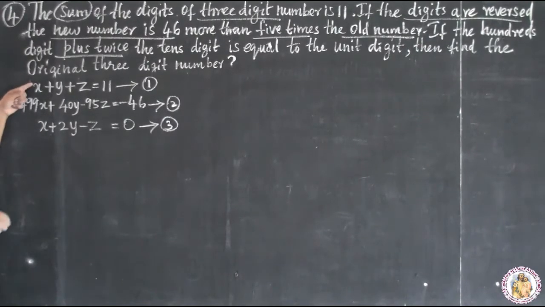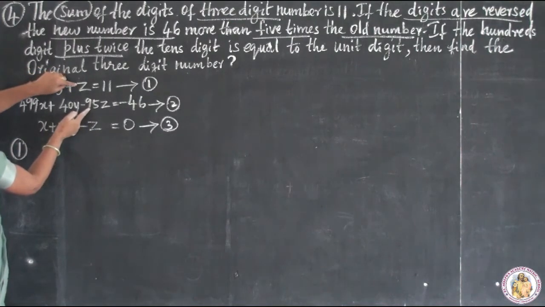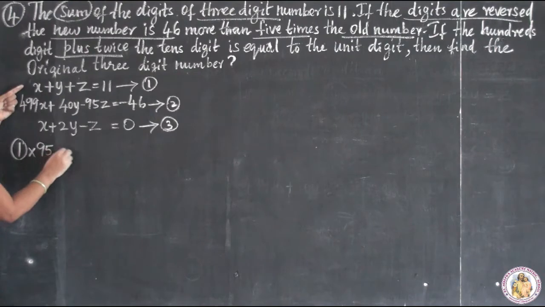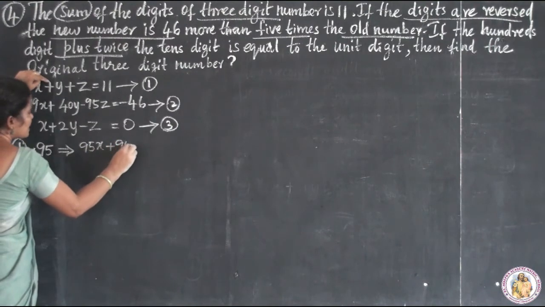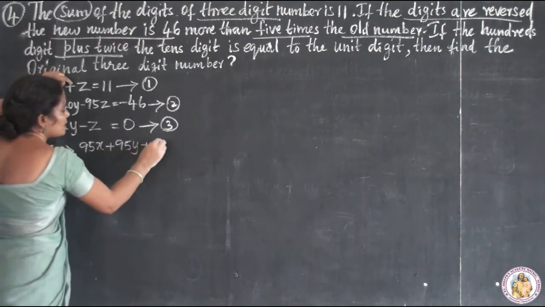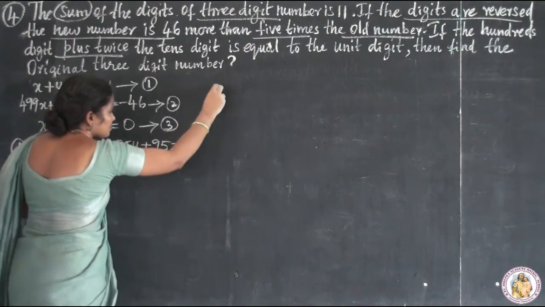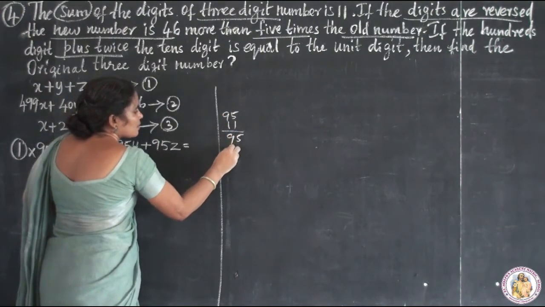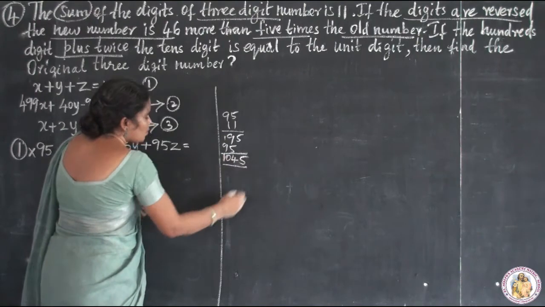Now taking the first and second equation. In the first equation, we can cancel z, so multiply the first equation by 95. The first equation multiplied by 95 gives 95x plus 95y plus 95z is equal to 95 into 11. So 95 into 11 is 1045.